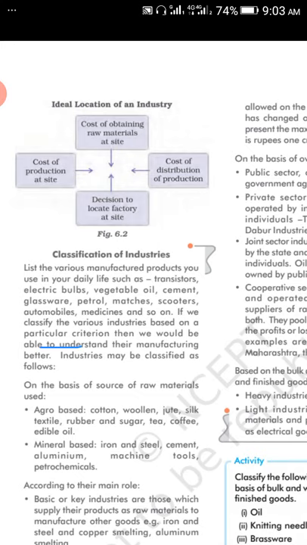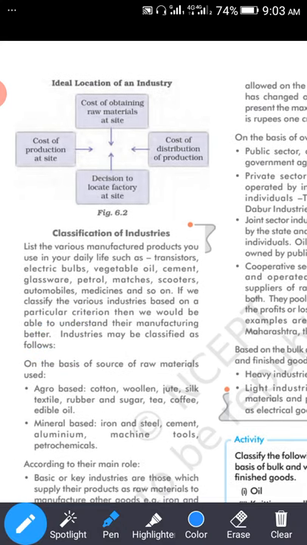This shows that this place is the ideal location to set up an industry. But as for the various industries manufacturing different products, they are classified into different categories, because at present you are using study material. In the study material, what are you seeing? Notebook, book, pen, pencil, eraser. All of them are different types.